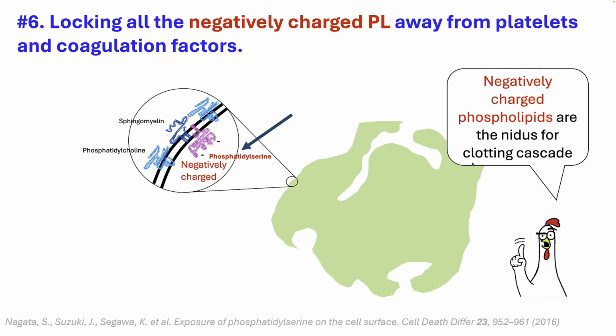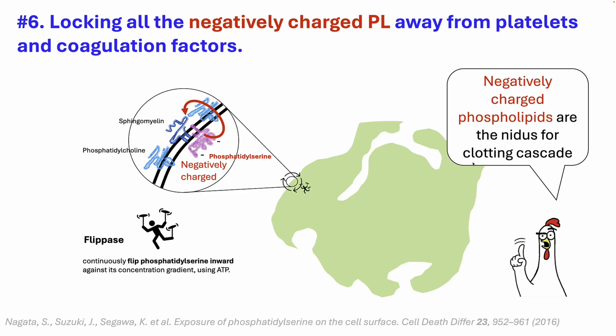As we talked about earlier, negatively charged phospholipids are the nidus of the clotting cascade, and one of the more important phospholipids is phosphatidylserine, which is highly negatively charged. This molecule always wants to get outside to the surface and stimulate your clotting pathways. So there is an enzyme called flippase, which uses ATP and keeps on pushing it inward against its concentration gradient, and this keeps the surface of the platelets neutral and therefore prevents any initiation of your coagulation.